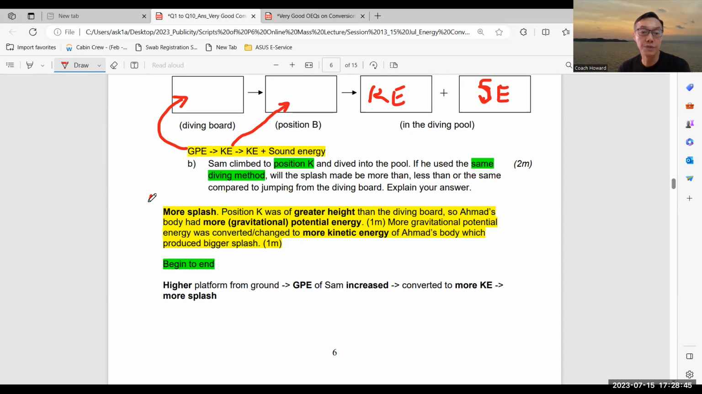So they will have more splash. This is the answer for this part. You say more splash because position K is at a greater height. That will cause him to have more GPE, and more GPE will be converted to more KE, and will produce a bigger splash.